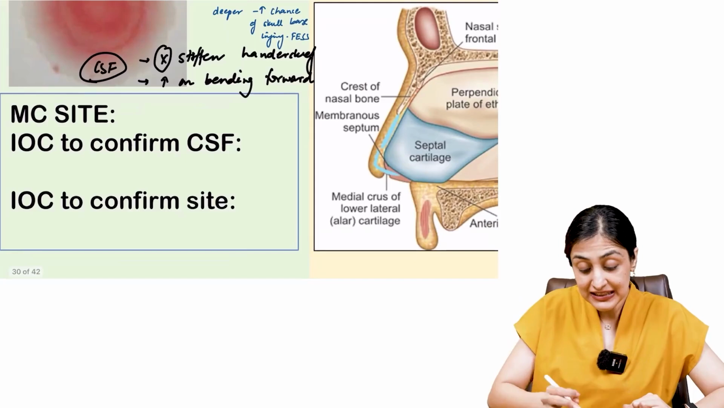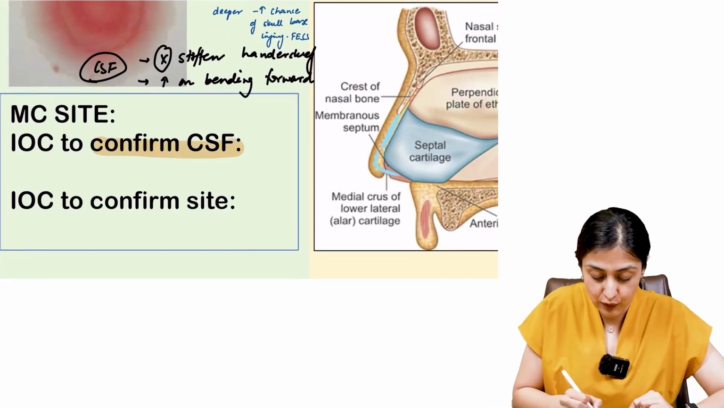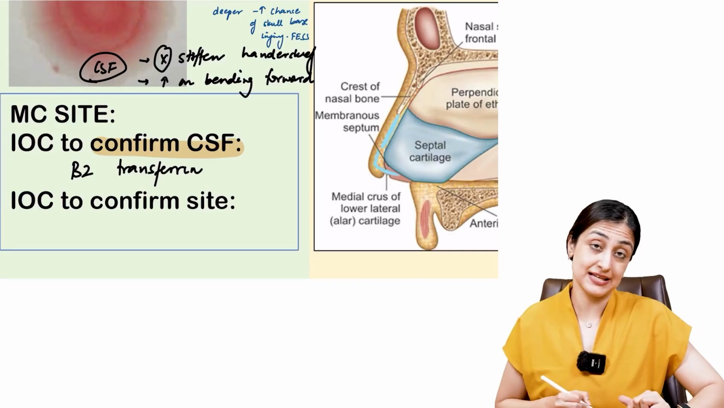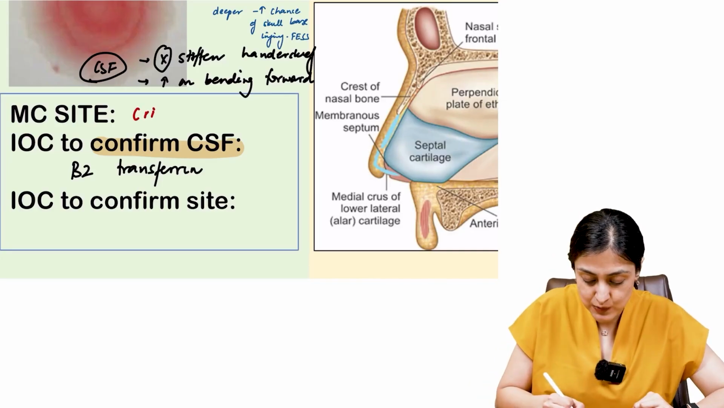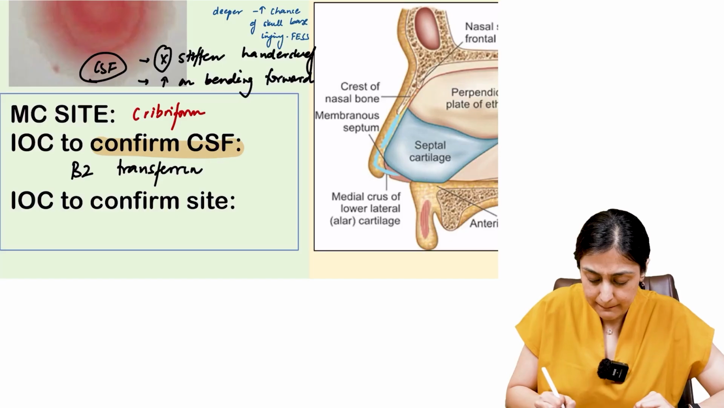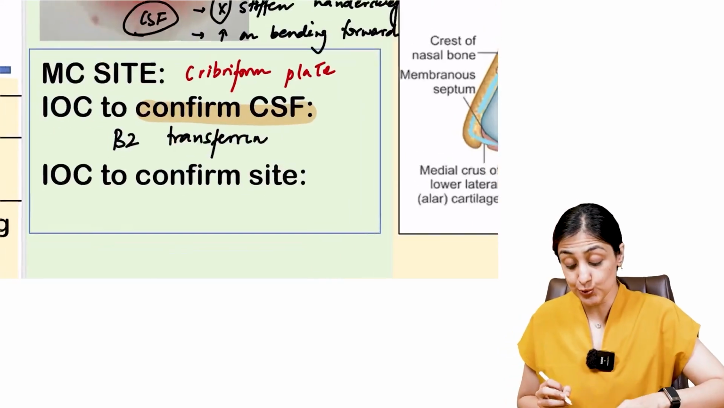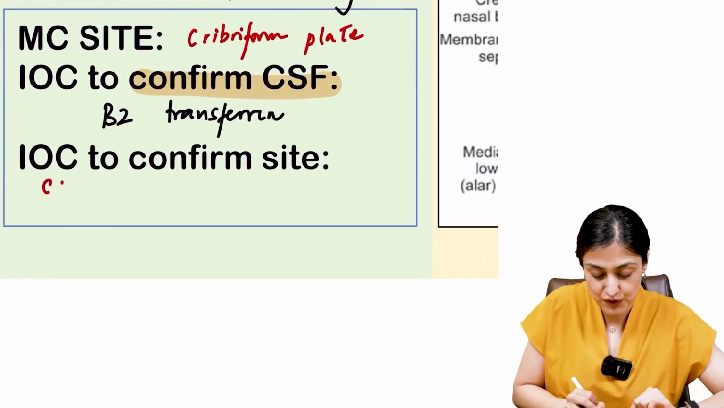How do I still confirm? So I check the fluid for beta-2 transferrin levels, right? So if beta-2 transferrin is raised, it's CSF. Most common site, as we saw, is the cribriform plate. And what is the best investigation? So here I can do two things, all right? And I'll tell you the pros and cons of both.